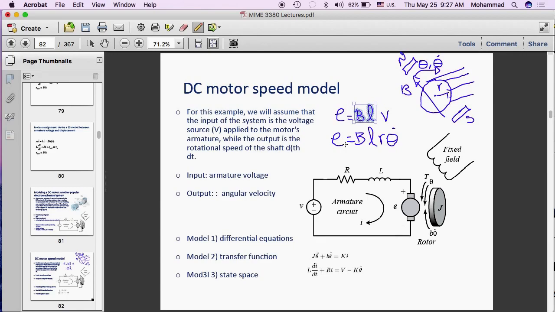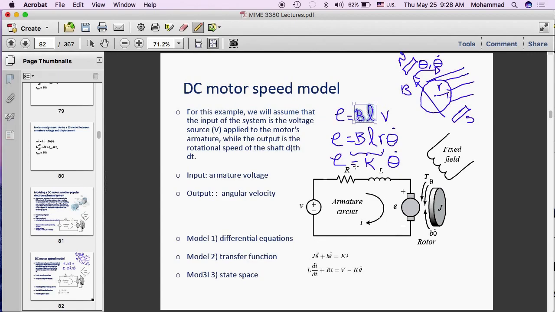Now, B, the magnetic field, is constant, isn't it? The magnetic field, we try to keep it constant. The length of the conductor doesn't change. It's the same coil that keeps rotating and rotating. The radius of the coil is also not changing with time. So that's why you can call the entire BLR variable K. So it's K theta dot, how much voltage is generated as the result of revolving this coil in the magnetic field.